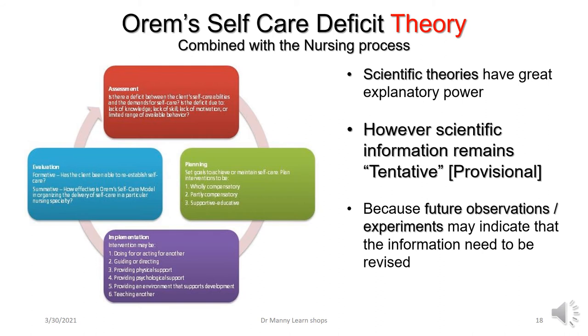And it was ultimately combined into the nursing process because scientific theories have explanatory power, which means they explain what is happening, cause and effect. However, scientific information remains tentative, which means not absolute, things can change. It's only provisional because future research, future observations may indicate that the information needs to be revised. Who knows? Rehabilitation may change in 100 years. Primary care may change in 100 years. So, scientific knowledge is considered to be tentative. It's only provisional. It may change over a period of time.